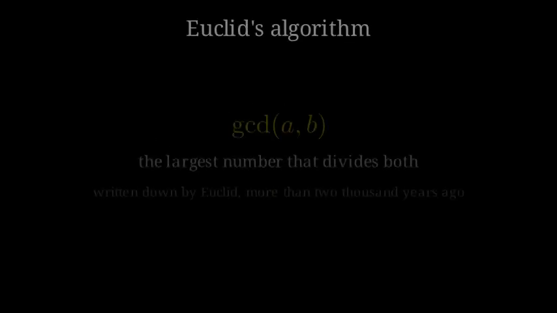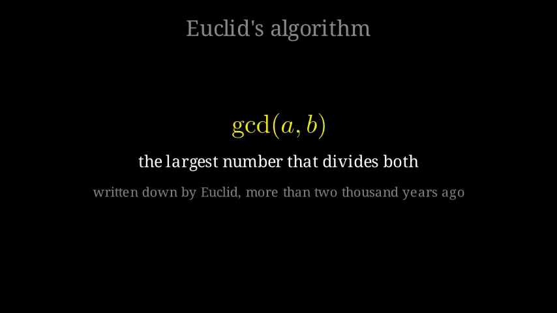The greatest common divisor of two numbers is the largest number that divides both of them evenly. Computing it is one of the oldest algorithms we have, written down by Euclid more than 2,000 years ago. Let us watch it run on 48 and 18.